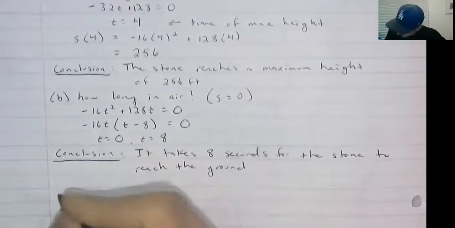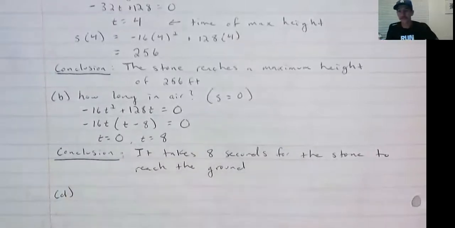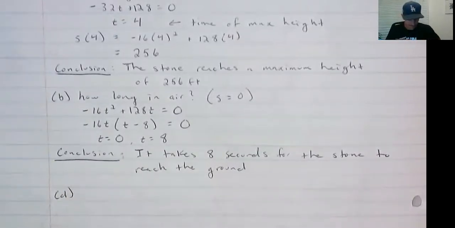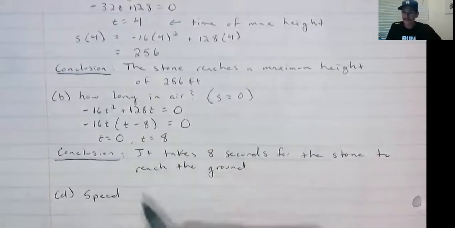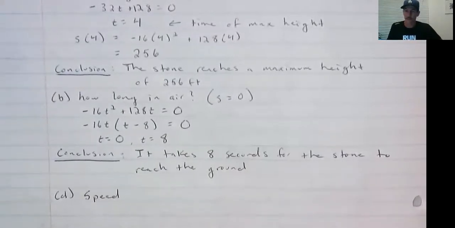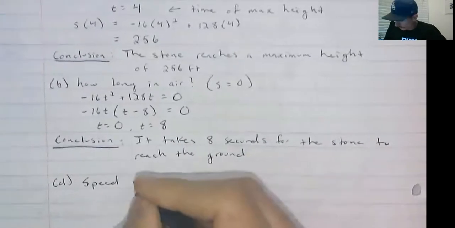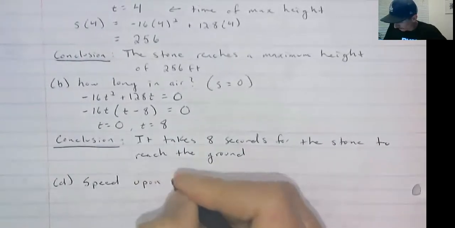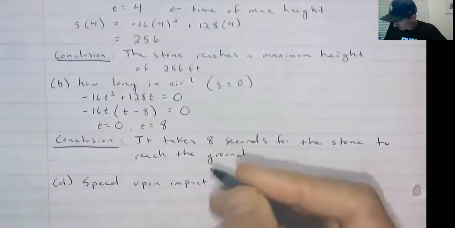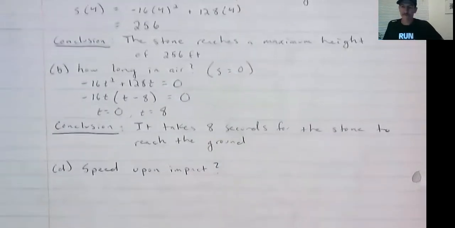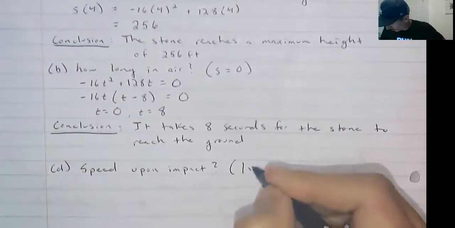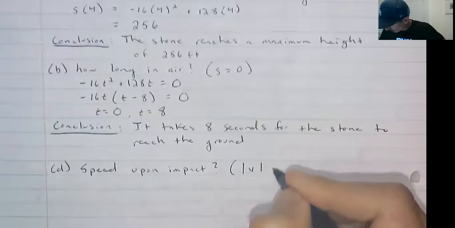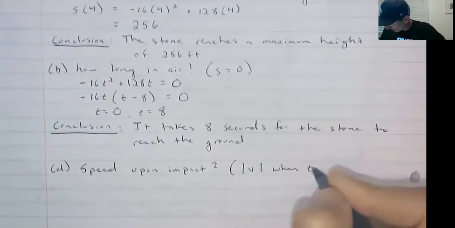And then part D, they want to know what is the speed when it reaches the ground. Now, speed is an important word. Speed is a different word than velocity. So we'll get to that in a second. Speed upon impact. And I guess we'll get to it right now. What they're asking us for is the absolute value of the velocity when t is equal to 8.